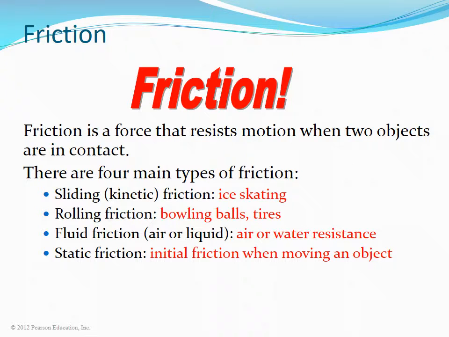Friction is a force that resists motion when two objects are in contact. There are four main types of friction. Sliding friction, also called kinetic friction. Examples are ice skating and dragging a box across the floor. Rolling friction, such as seen in a bowling ball or a tire. Fluid friction includes air or liquids, friction due to air resistance, such as what is felt when you stick your hand outside of a moving car.